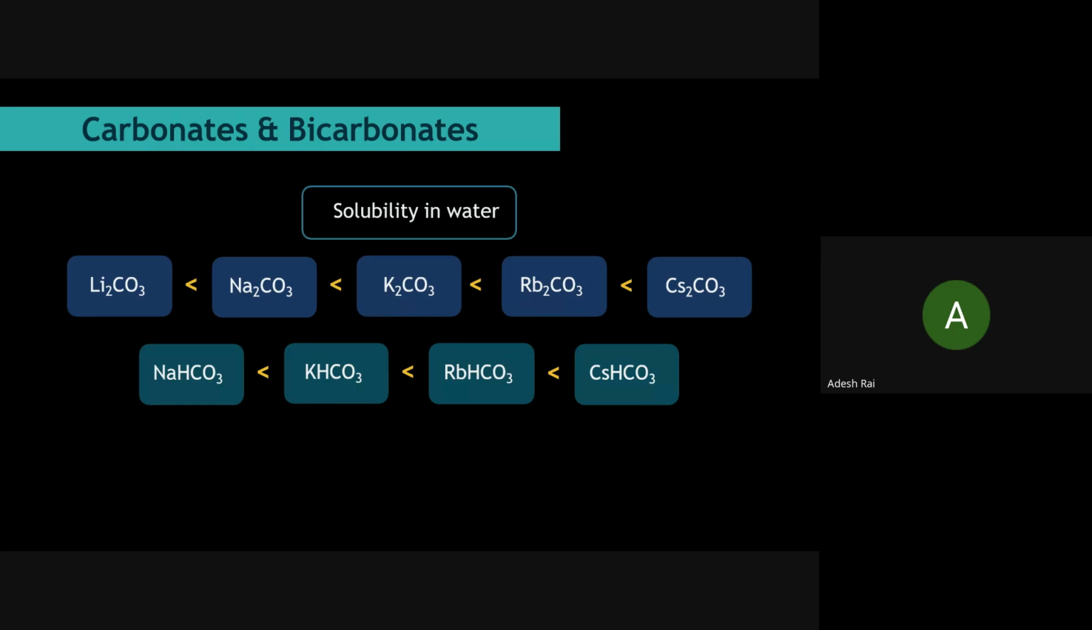How do I know ionic character is increasing? Because the polarizing power of the cation is decreasing, so covalent character will decrease. It means ionic character will increase. Is that clear? And when ionic character increases, the nature will become polar. Water is polar, so like dissolves like, solubility will increase. Have you understood? So down the group, moving from lithium to cesium, size increases, and when the size of the cation increases, the polarizing power of the cation decreases.